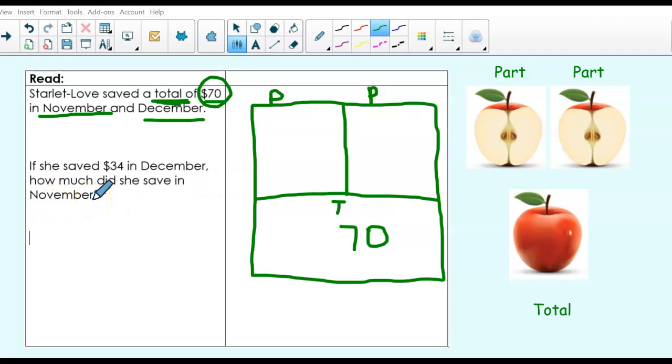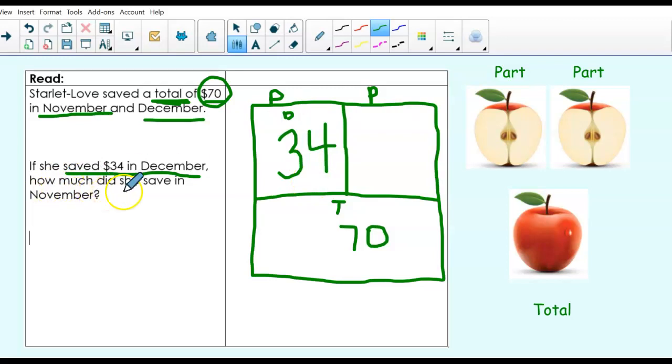Can you help me underline the keywords? That's right. Saved $34 in December. Boys and girls, they have given us one part of this total amount. So let's write 34 in the box that says part. And if you would like to write a D for December, you can.